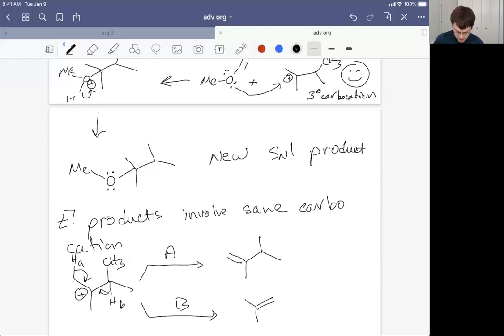And recall that E1 reactions compete with SN1 reactions. And so we again see evidence for our 1,2 methyl shift, our rearranged intermediate, by way of these unexpected products that wouldn't have resulted from the expected carbocation. Okay.